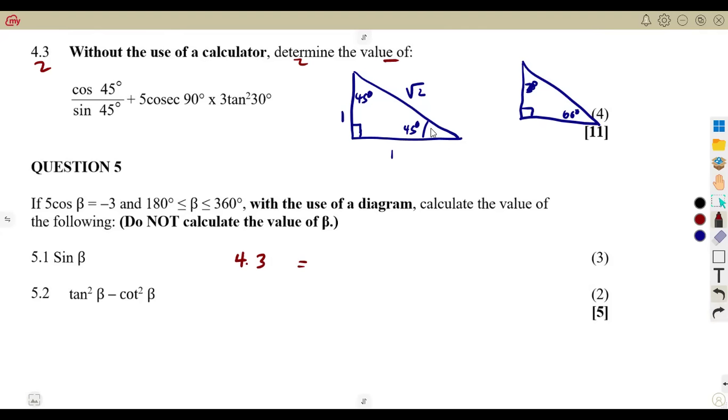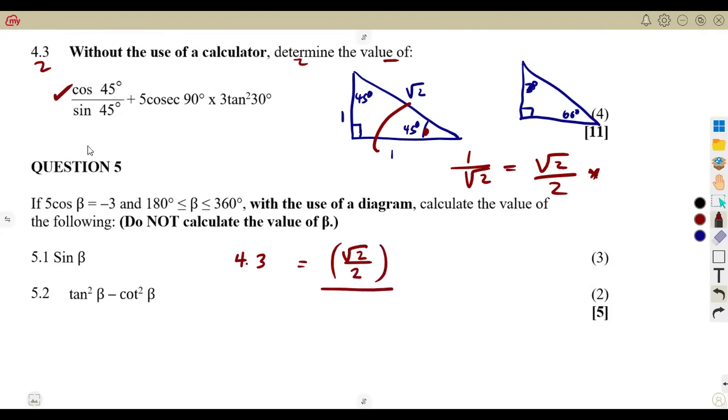So the cos of 45, instead of us saying cos is adjacent over the hypotenuse, 1 over the square root of 2, which is the same as square root of 2 over 2, we can just use our calculator to simplify this. It is going to give us the same answer. So cos 45 is the square root of 2 over 2. Over what? The sine of 45, you're going to obtain also square root of 2 over 2.